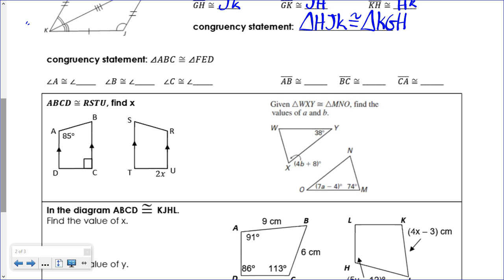So if A is the first letter, what would A correspond to in the other triangle? F. B would correspond to E, and C would correspond to D. They set up the name that way. Whatever you see in the name, you can rest assured that all those pieces are going to be corresponding. All right, segment AB would correspond to what? FE, based on the name. BC, ED. And then CA, DF. So just look at the name and write everything in the order that you see, and you're good to go. Everybody good with that?